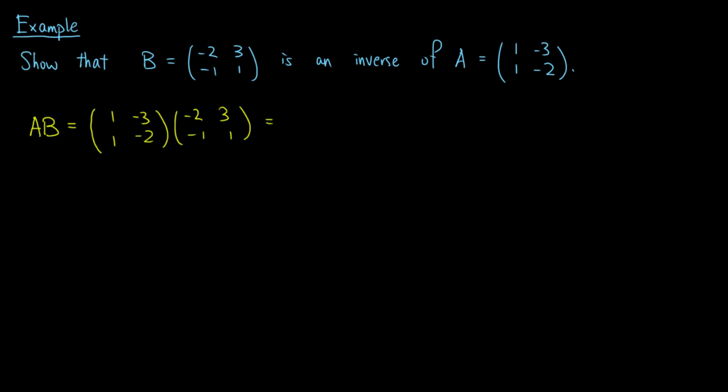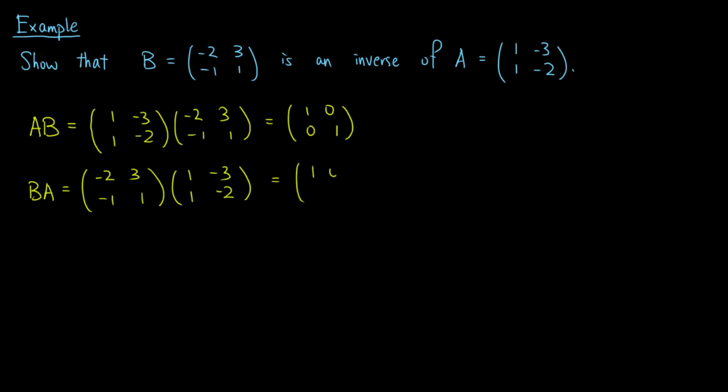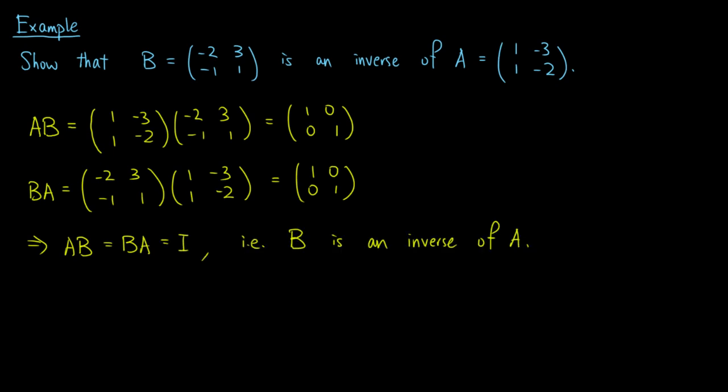1], which equals the matrix [1, 0; 0, 1], which is indeed the identity matrix. Similarly, BA, which is the matrix [-2, 3; -1, 1] times the matrix [1, -3; 1, -2], equals the matrix [1, 0; 0, 1], which is also the identity matrix. So AB equals BA equals I. In other words, B is an inverse of A.